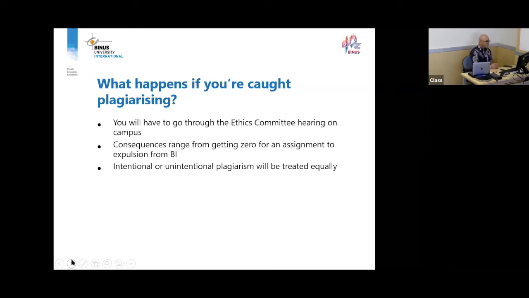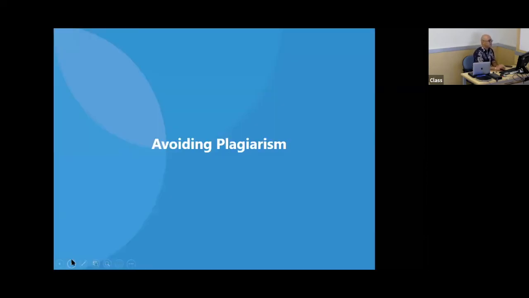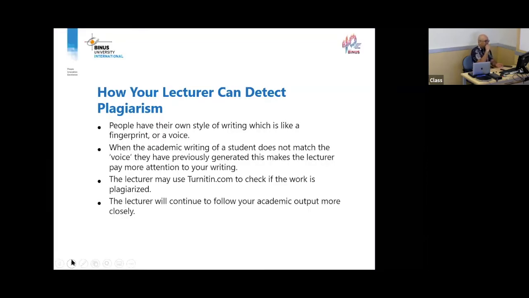Basically, that is because students know what the consequences of plagiarism are. So how do your lecturers, let's go to the other side of the fence, detect plagiarism? As I said in the beginning, people have their own style of writing, and the lecturers know that. So they might detect that this student did not write this essay. When the academic writing of the student does not match the voice they have previously generated, this makes the lecturer pay more attention to your writing.